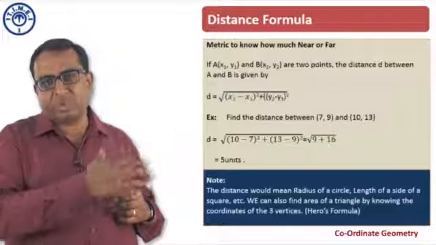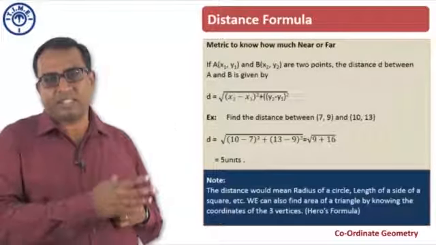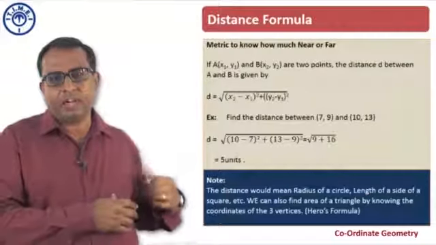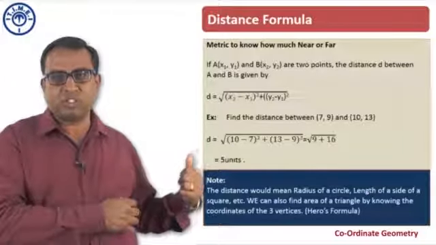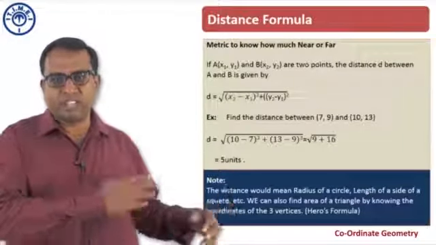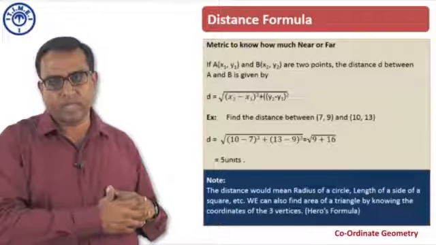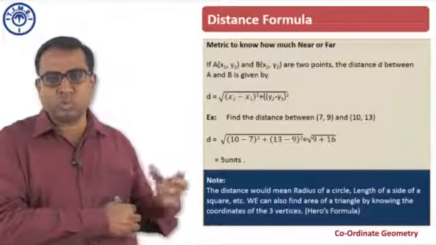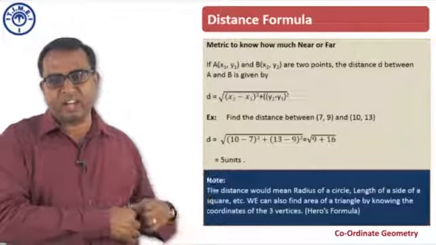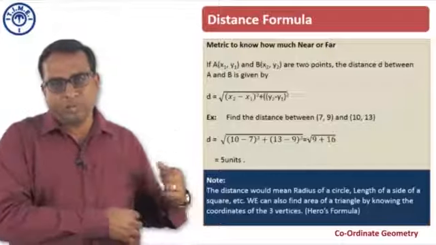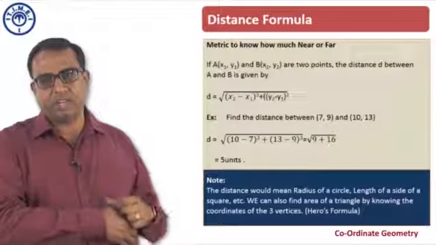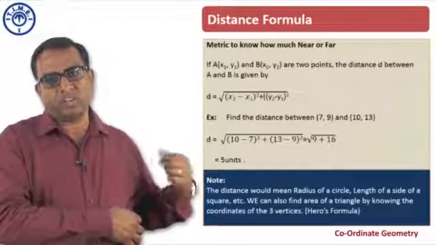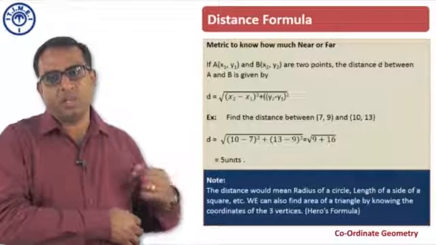If x1, y1 and x2, y2 are 2 points, let's denote them as A and B. The distance between them is given by d equals the root of (x2 minus x1) the square plus (y2 minus y1) the square, the entire thing under the square root. Life is better if we have an example. Suppose the 2 points given to us are 7, 9 and 10, 13. One point is 7, 9, the other point is 10, 13. So you can clearly see x1 is 7, y1 is 9, x2 is 10, y2 is 13.